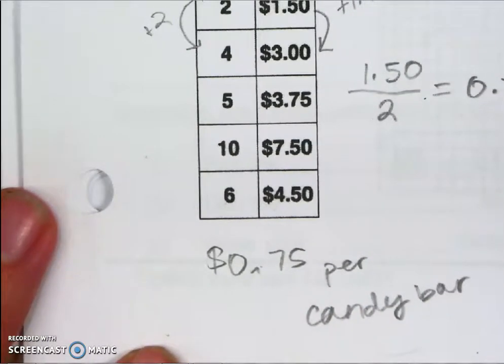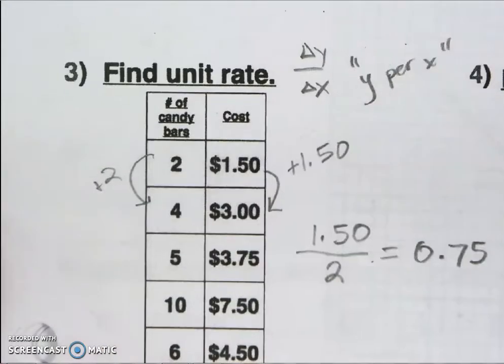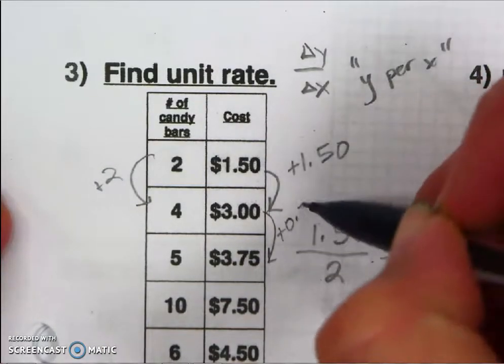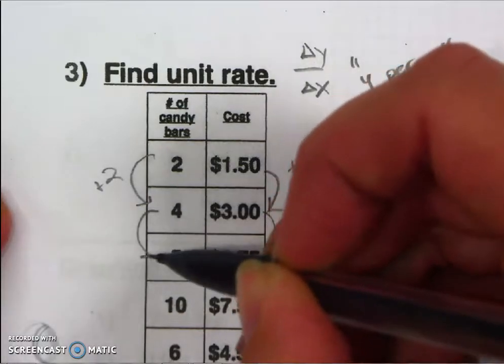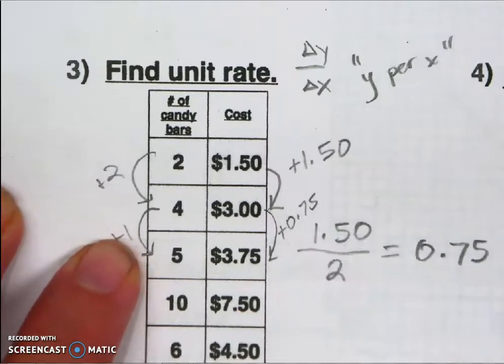75 cents per candy bar. All right, we can check that with any of the other values if you want. Let's look from 4 candy bars to 5 candy bars. We have the change there as adding 0.75, and the change there was adding 1. So yeah, that proves our point. For 1 candy bar, it's 75 cents.